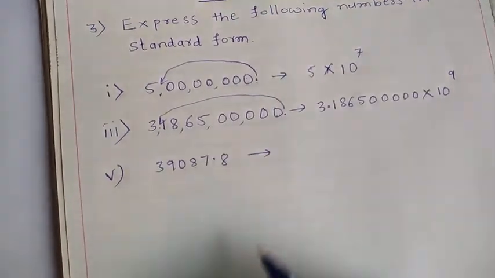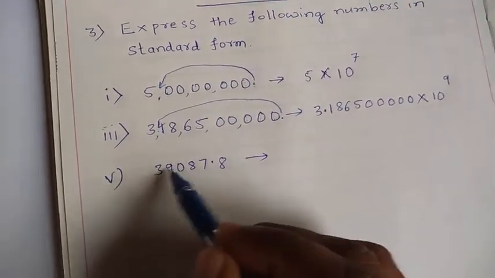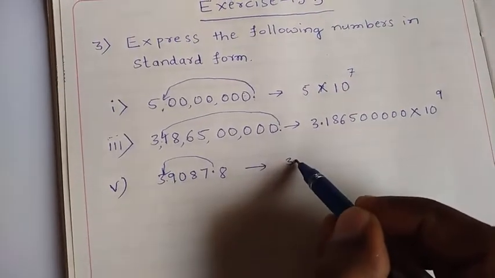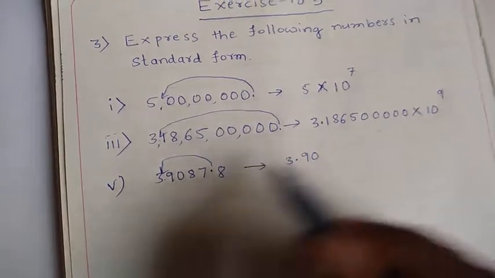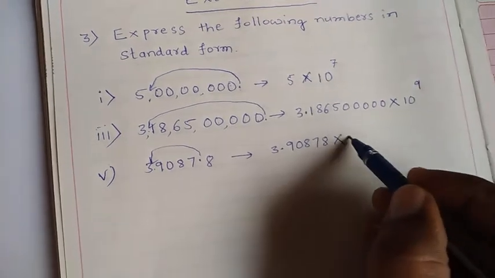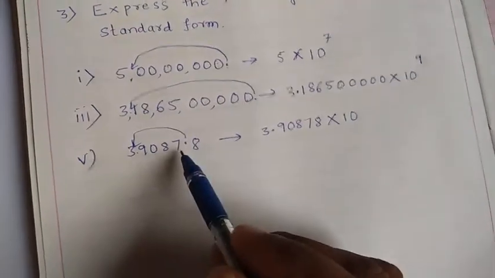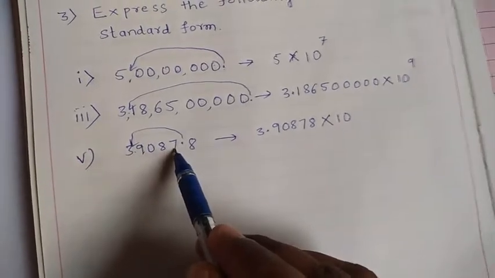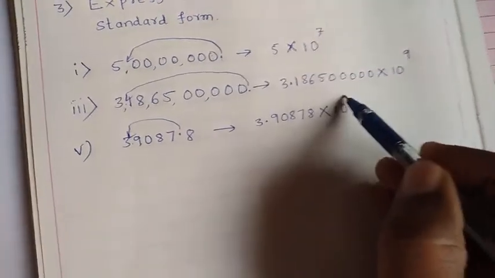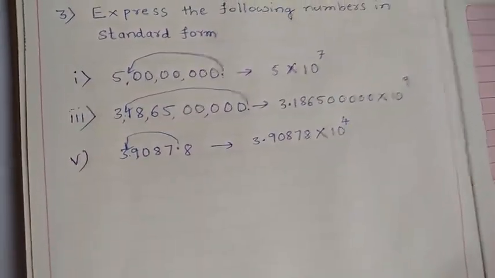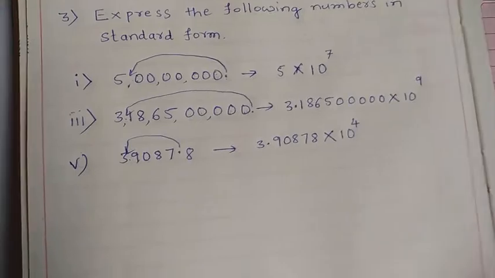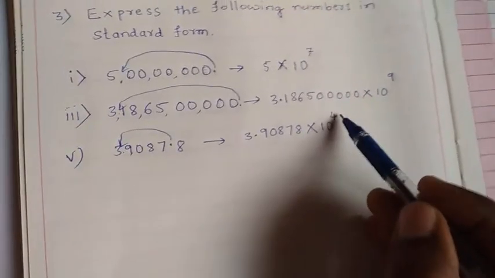See the fifth one. Here the point is now here. We have to move this point beside this 3, so it becomes 3.90, and the remaining numbers stay as they are: 90878. According to the second step, write 10. How many digits did we move the point? You don't count this one. 1 2 3 4. We moved the point only 4 digits. Here also we moved the point towards the left side, so we write this as positive.